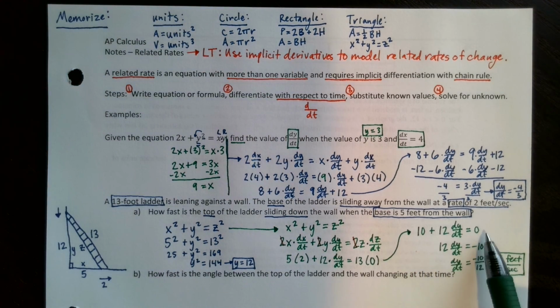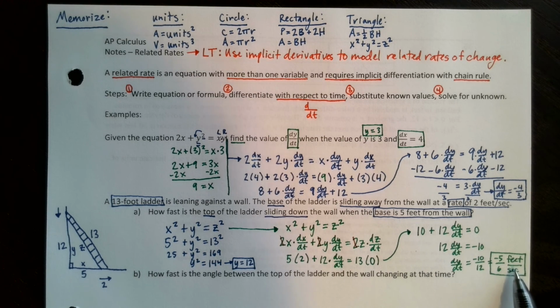So I finished solving for dy/dt. It ends up being negative 10 divided by 12, reduced to negative 5/6. And derivatives are always a rate of change, so the units are feet per second.